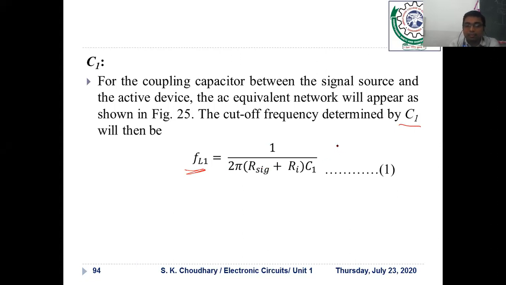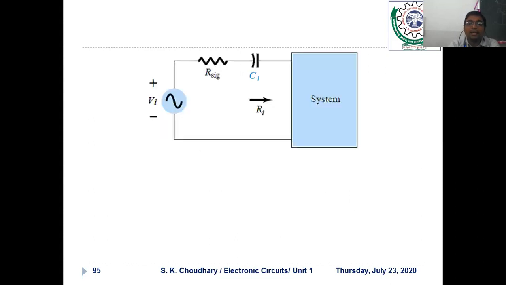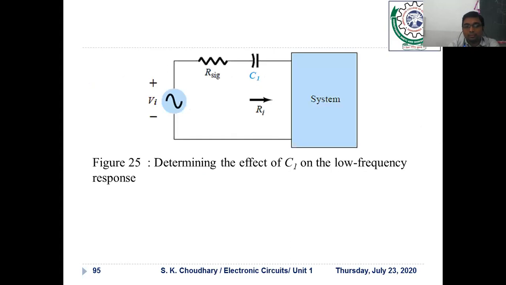In a general RC circuit, we define the time constant tau equal to RC, and tau is the inverse of frequency. The frequency is equal to 1 upon 2 pi RC. So what is R here? Signal resistance plus input resistance of the amplifier. This is the formula of the cutoff frequency determined by the coupling capacitor C1, and Ri is a voltage divider.